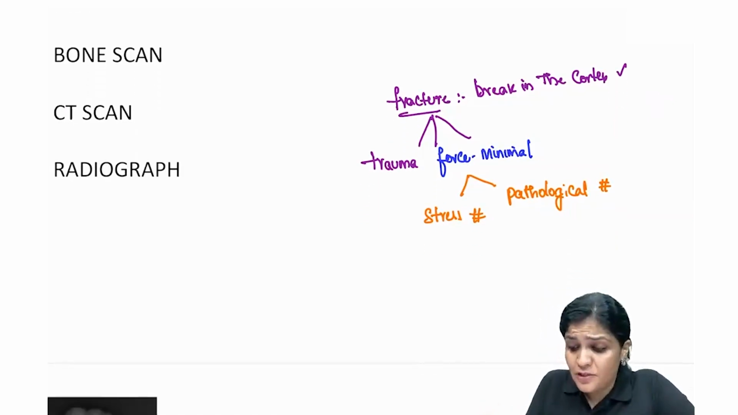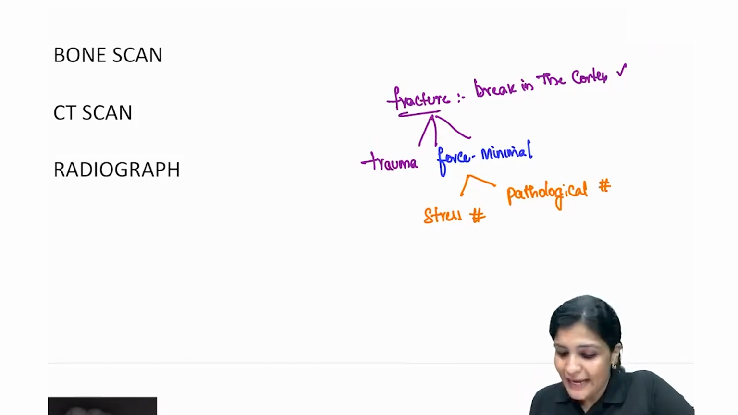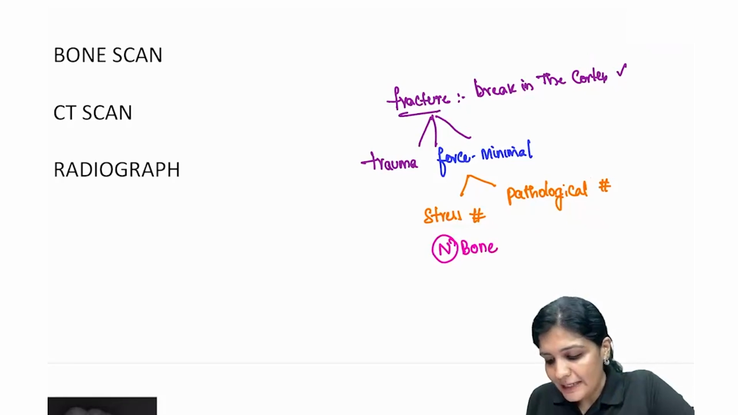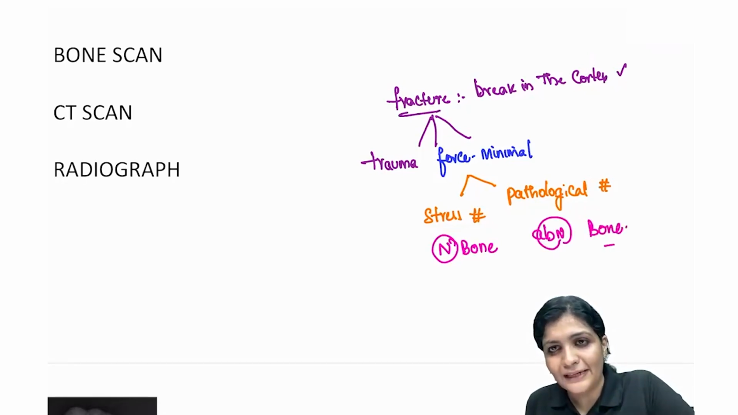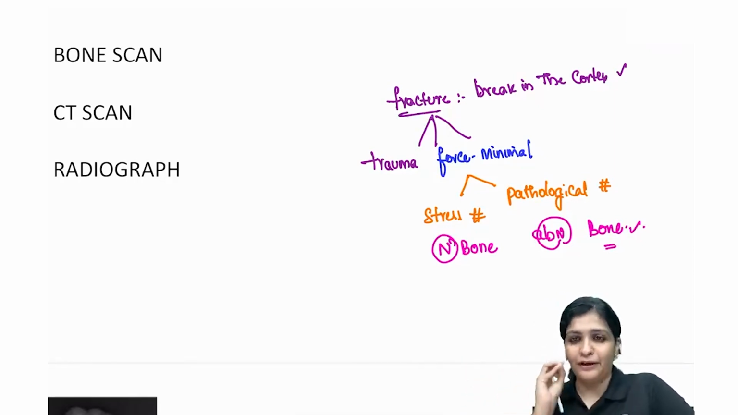So what is a stress fracture? What is the difference between those two? The important difference you have to remember is, in case of stress fracture, the bone is normal, and in case of pathological fracture, the bone is abnormal. That is, the bone itself is diseased. Hence, even trivial trauma can result in fracture.